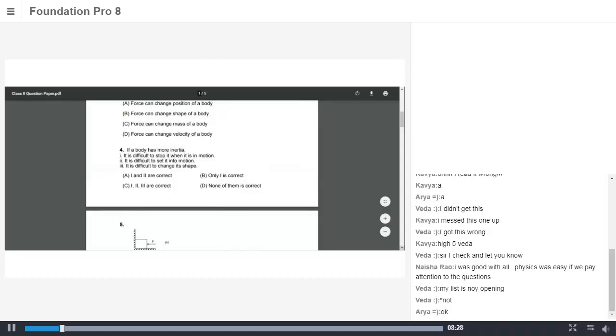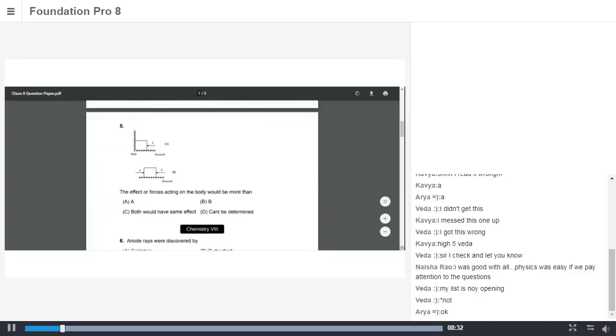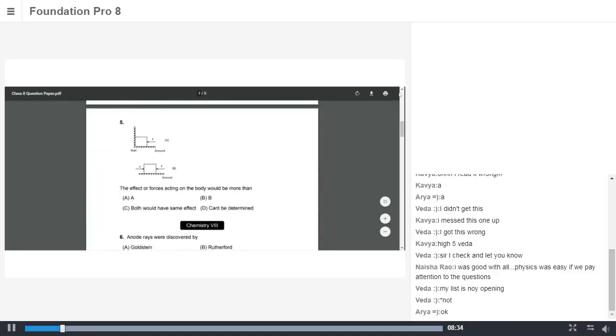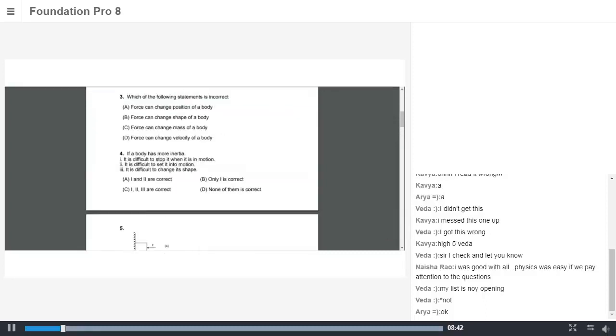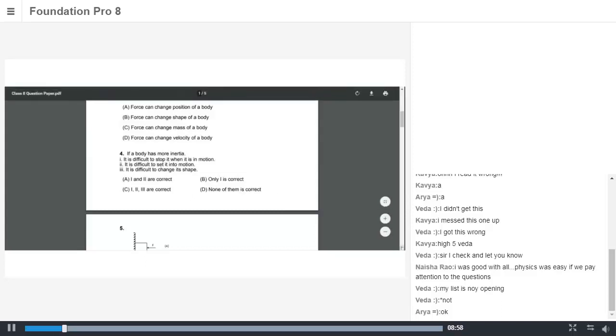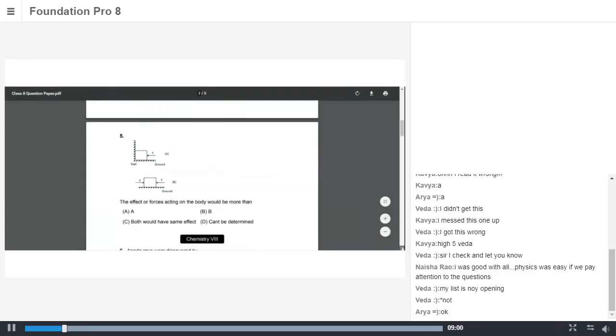Yeah, I know, but I didn't get this question because I only got 5 questions and there were 6 here. So there are only 5 questions here. So if a body has more inertia, then what would happen? It is difficult to stop it when it is in motion and it is difficult to set it into motion. Both these things are change in state of motion. It is difficult to change its shape. Inertia in physics, we don't talk about change in shape. So only 1 and 2 are correct.